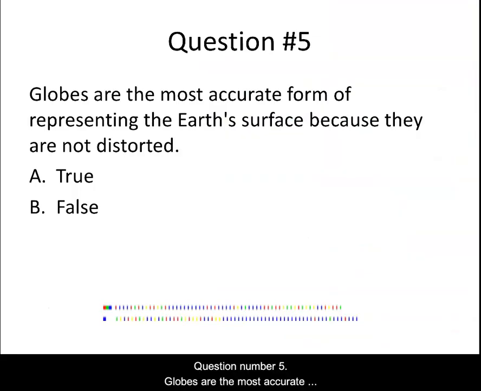Question number 5. Globes are the most accurate form of representing the Earth's surface because they are not distorted. Is that a true or a false statement? Sometimes the trick is you guys would see a word like "most accurate" and you think instantly, well, nothing can be the most of anything, so it's false. But in this case, that is not a false statement. That is a true statement. Globes are the most accurate form because they are spherical.